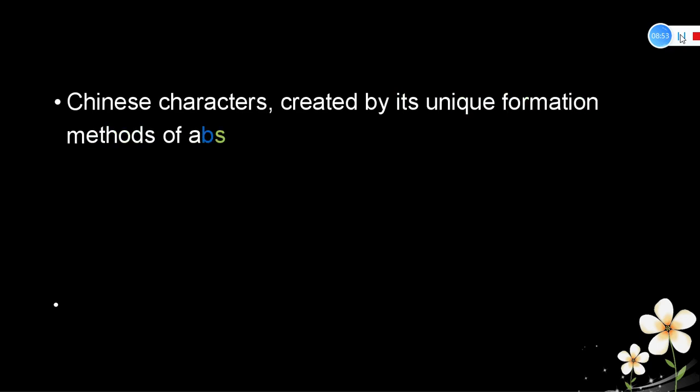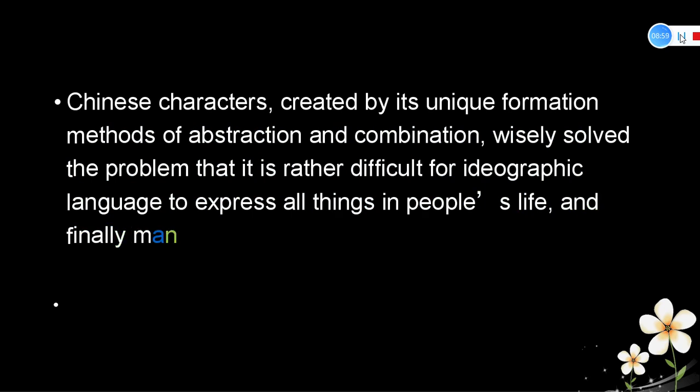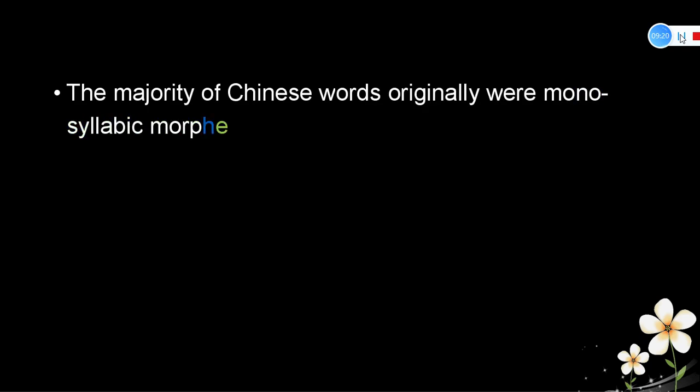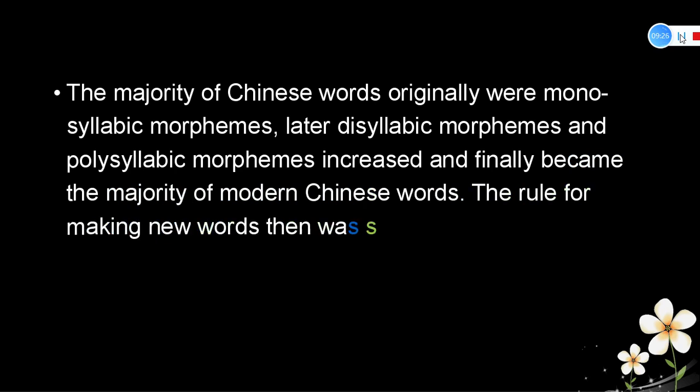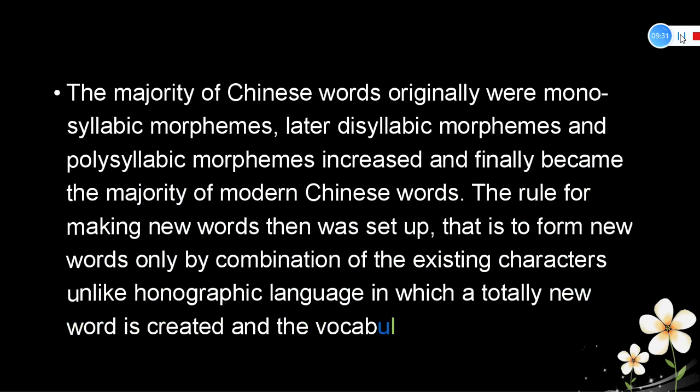Chinese characters, created by their unique formation methods of abstraction and combination, wisely solve the problem that is rather difficult for ideographic language to express all things in people's life, and finally manage to evolve into the only mature ideographic language writing system. The majority of Chinese words originally were monosyllabic morphemes, later disyllabic morphemes, and polysyllabic morphemes increased and finally became the majority of modern Chinese words.